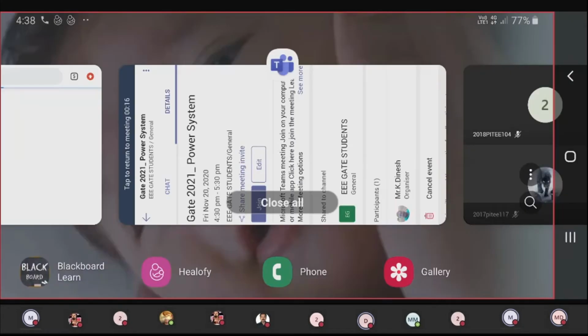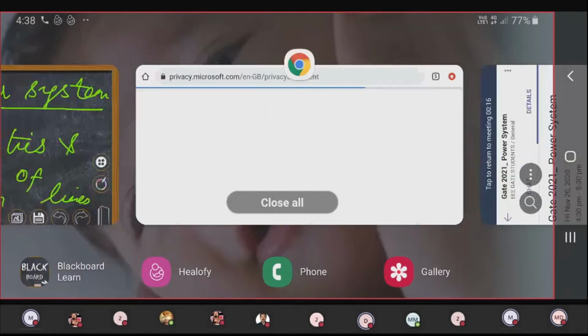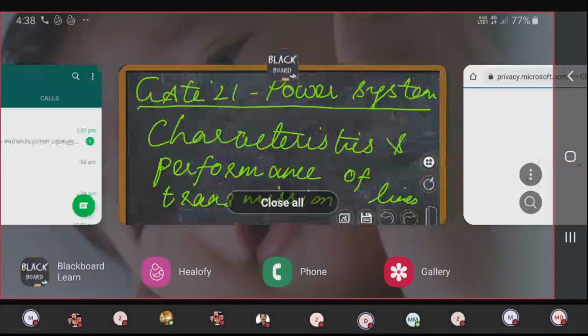So in today's class, we are going to deal with characteristics and performance of transmission lines. So 10 to 12 questions we may discuss in this session.